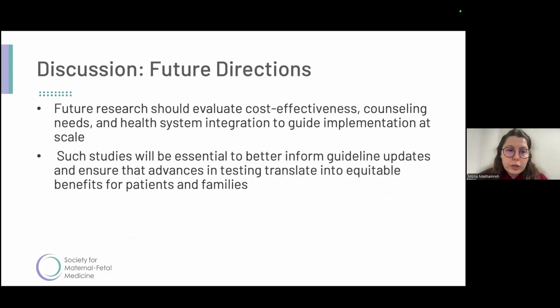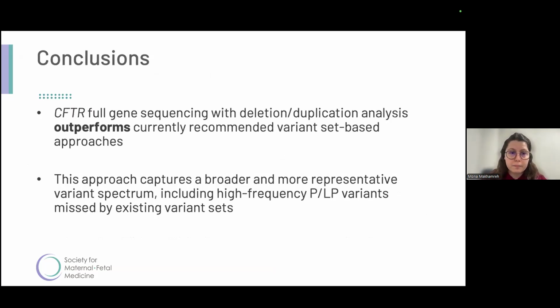Future directions include pursuing research that would evaluate the cost effectiveness, the counseling needs, and health system integration to guide implementation at scale. Such studies will be essential to better inform guideline updates and ensure that advances in testing translate into equitable benefits for patients and families.